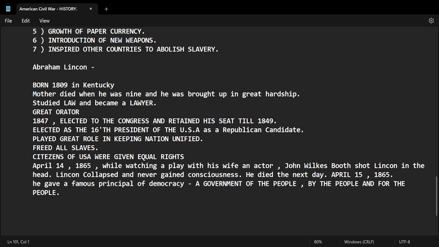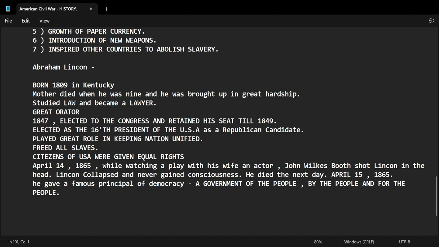It is altogether fitting and proper that we should do this. But in a larger sense, we cannot dedicate, we cannot consecrate, we cannot hallow this ground. The brave men, living and dead, who struggled here have consecrated it far above our poor power to add or detract. The world will little note, nor long remember what we say here, but it can never forget what they did here. It is for us, the living, rather to be dedicated here to the unfinished work which they who fought here have thus far so nobly advanced.